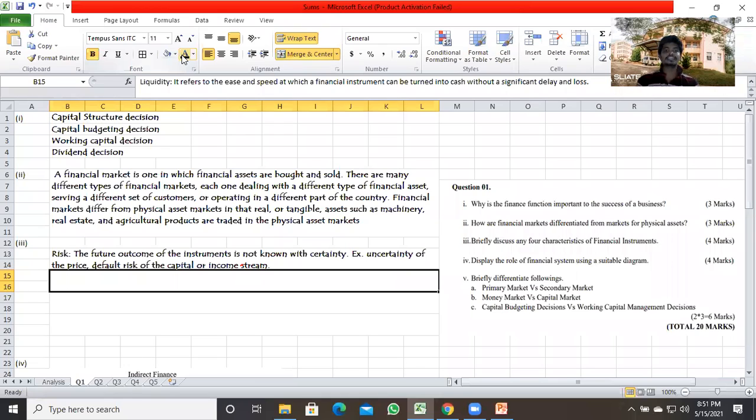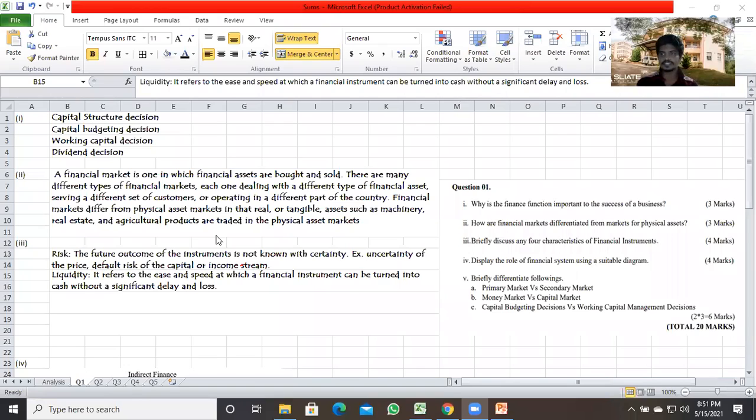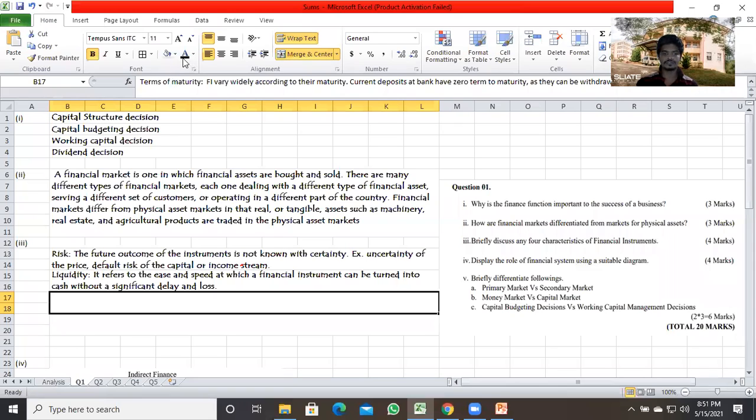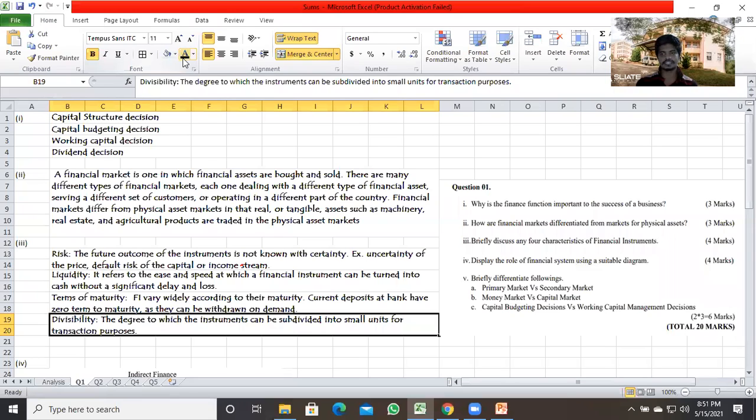Then next one, liquidity. Liquidity in the sense the ability of converting those into cash. So I am not going to discuss these things. We have to move to some other part. So you can read terms of maturity, divisibility. I have inserted those things in this material.